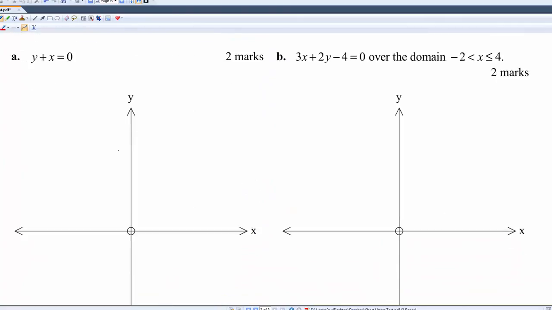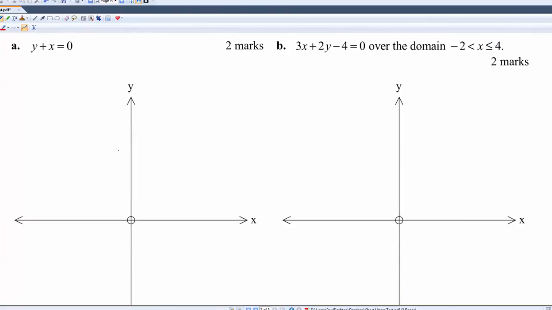Alright, here we go. We're going to sketch these two graphs here. So we've got y plus x equals 0. Let's transpose it. Y equals negative x. The gradient of this is negative 1. That means for every increase in the values of x, the y values go down by 1.